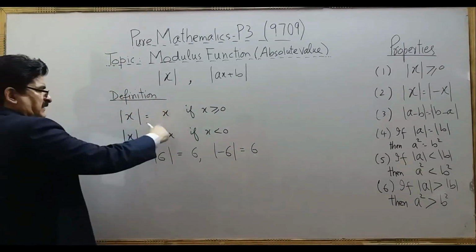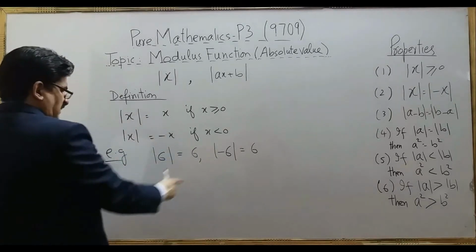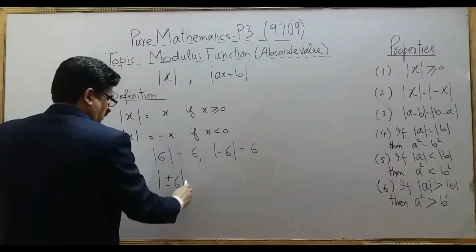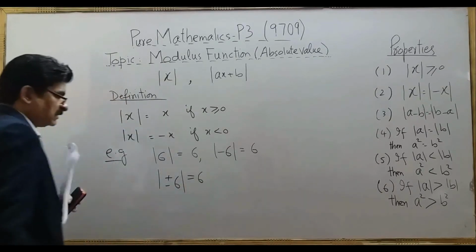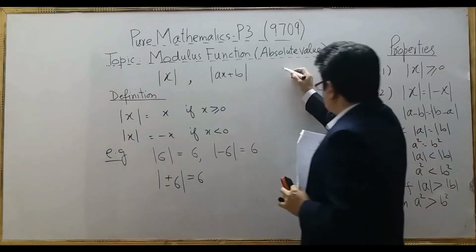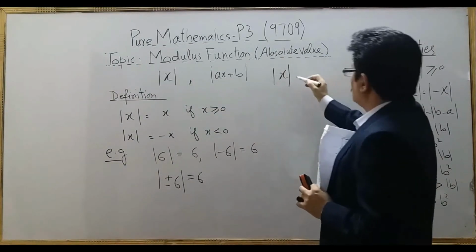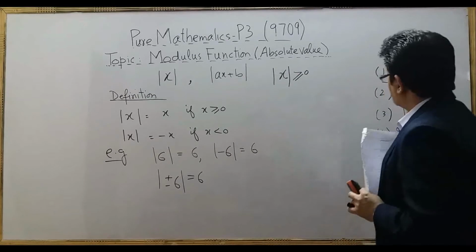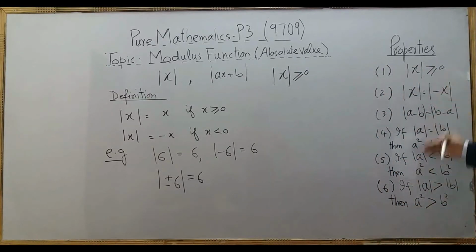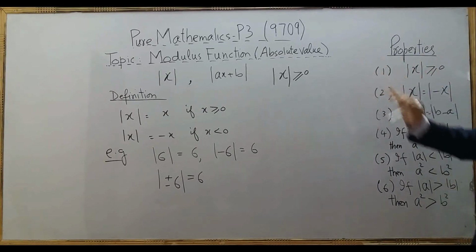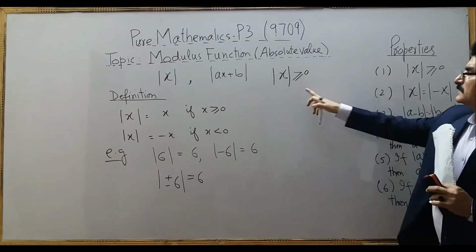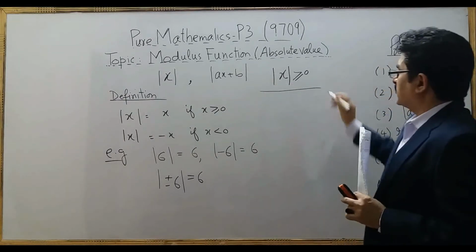So you will understand this definition from this example. It means that whether you have a positive or negative value, the mod is equal to 6. It also means that the value of the modulus function can never be negative, it is positive. We have to see these properties. I'll explain one by one. This is the first property which links with the basic definition: modulus or absolute value is always positive, never negative.